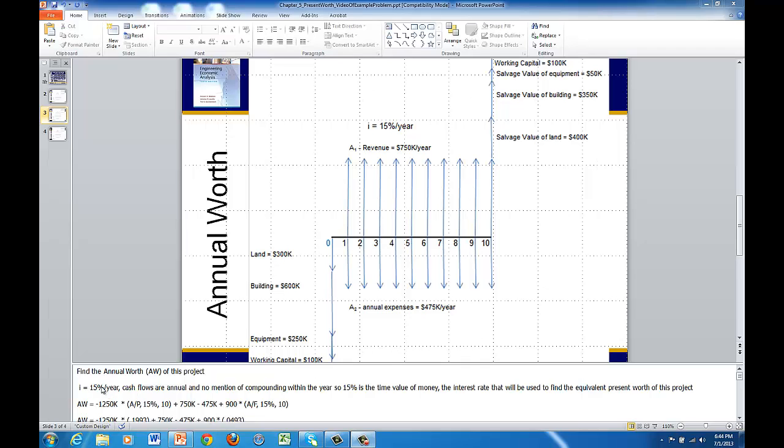We have our same 15% per year. Cash flows are annual, no mention of compounding, so 15% is our time value of money. That's our minimum attractive rate of return as was stated in the problem. And we're just going to find our annual worth.